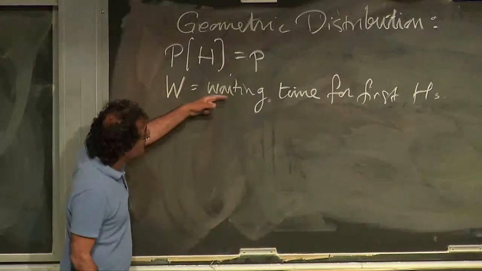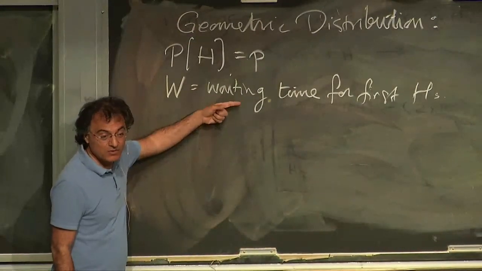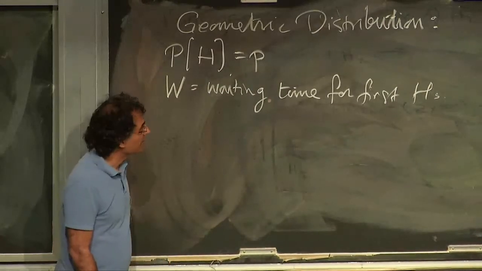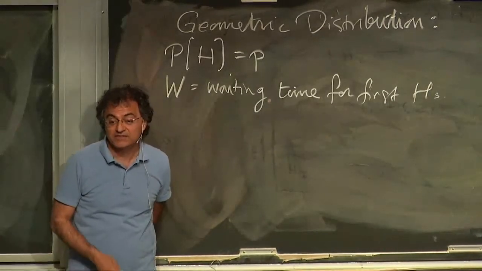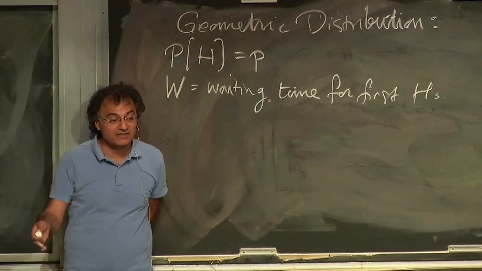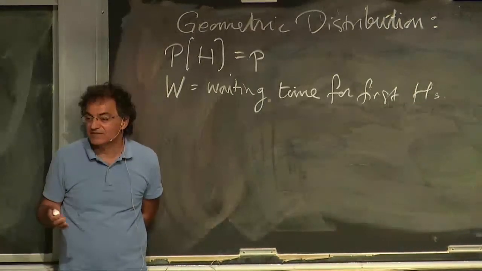Now, what should the sample space be if we toss a coin potentially an unlimited number of times and we're waiting for the first heads? What should the sample space look like?